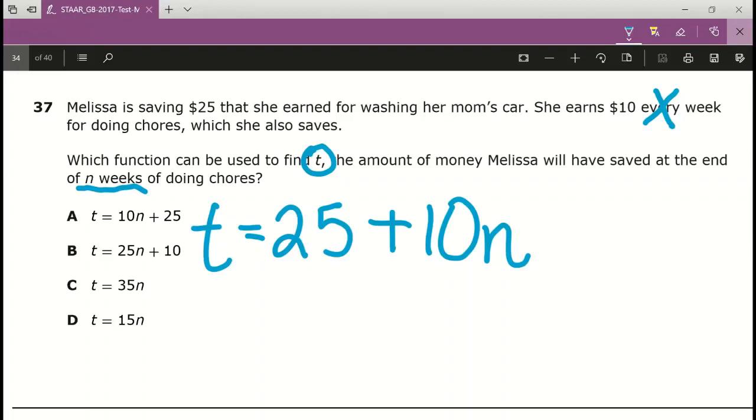We look for whichever one matches it. I know we put 25 first here, and none of these have 25 first, but choice A is our answer. Remember, we can change the order of addition. We can add in whichever order we want. So our answer is choice A. T equals 10N plus 25. So the big takeaway for these types of problems is each, every, per. Those are all variable words. We will have some sort of letter after those numbers.